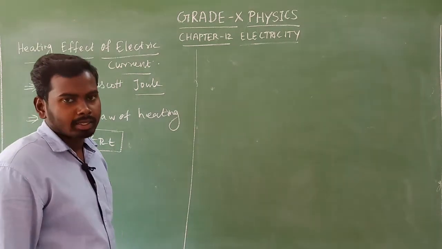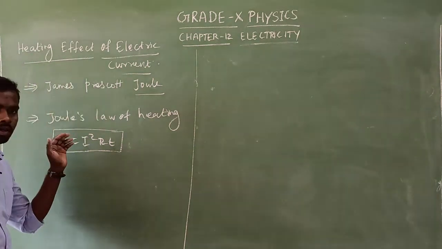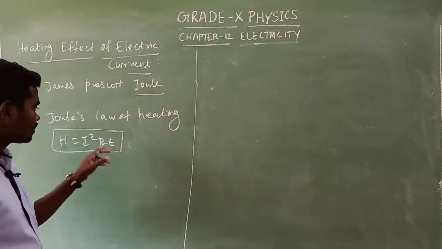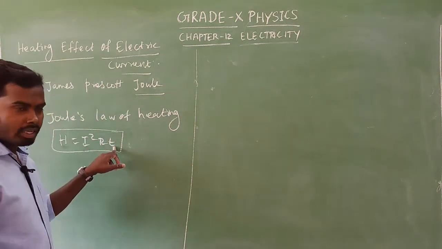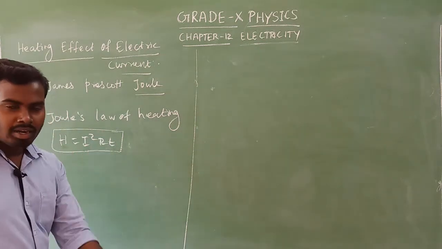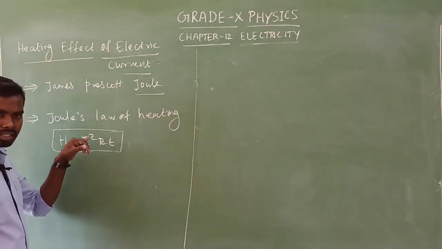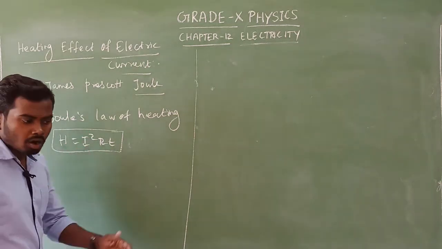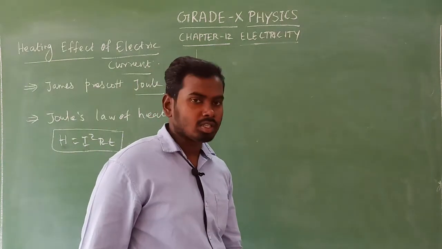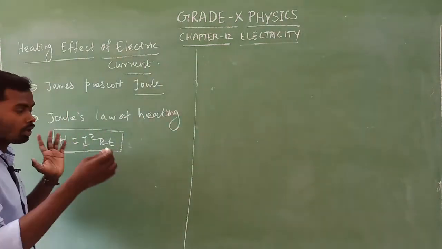So what is its meaning, sir? It means when current flows through a conductor of resistance R for time t, heat will be developed. That heat is equal to the product of the square of the current, the resistance and the time for which it is used. That's all, students. This is called Joule's law of heating. So never ever forget this formula.